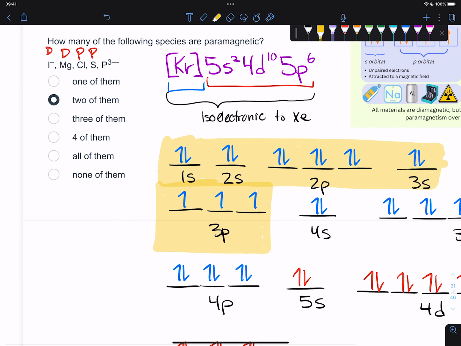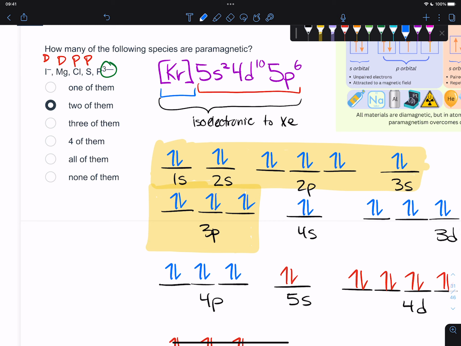But notice how this phosphide ion gains 3 electrons. So since it gains 3 electrons, it's actually going to look like this. And that would represent phosphorus, 1s2, 2s2, 2p6, 3s2, 3p6. That represents the phosphide ion. So therefore, the phosphide ion is also diamagnetic. So the only 2 paramagnetic ones are chlorine and sulfur, because if you do their electron configuration, their orbital diagrams, they will have some unpaired electrons.